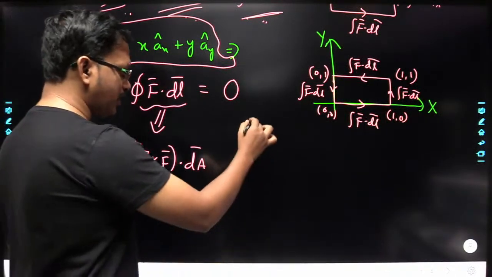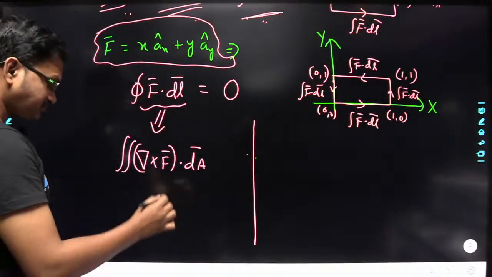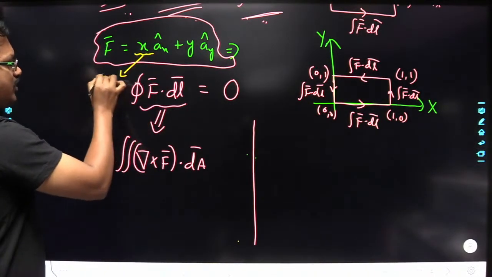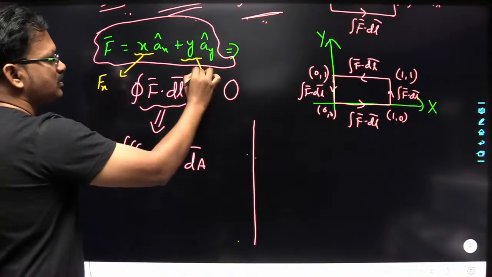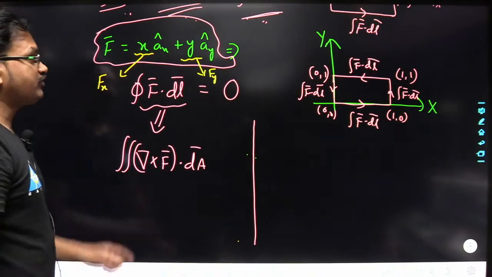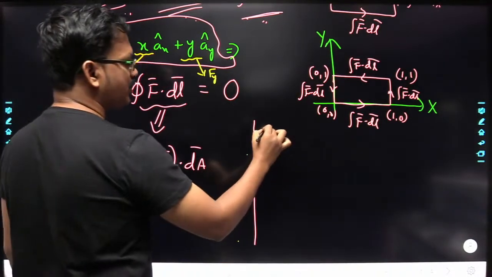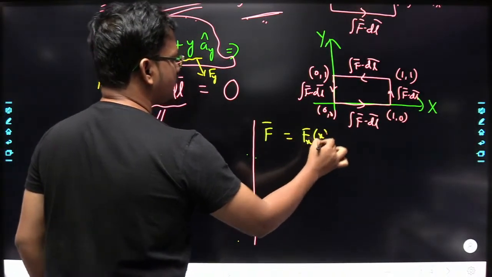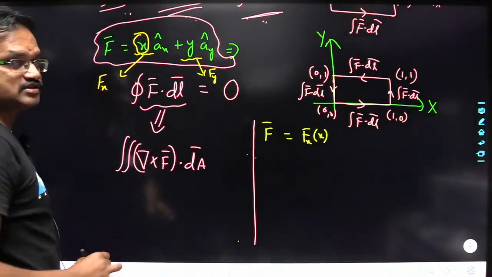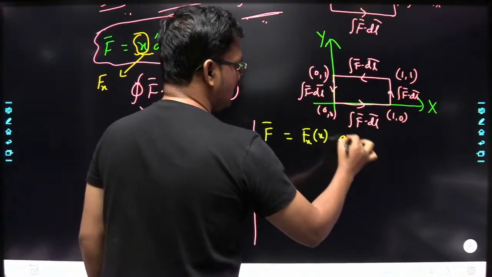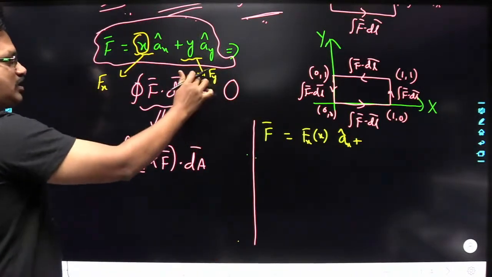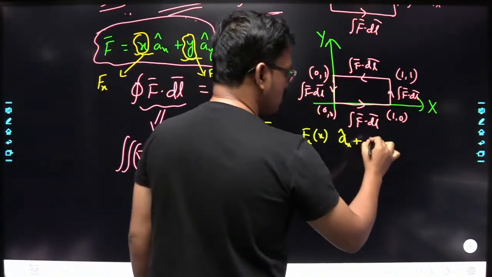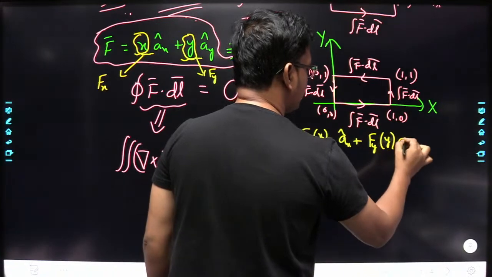I have already told you that whenever they give the vector function, always represent the x component. So this is the x component of the field, and this is nothing but the y component of the field. Now if you observe, the x component of the vector field is a function of only x, yes or no? And the y component of the vector field is a function of only y. So that is fy of y ay cap.